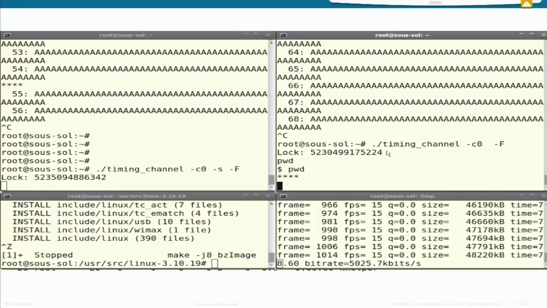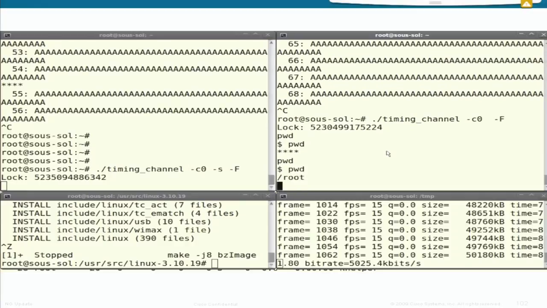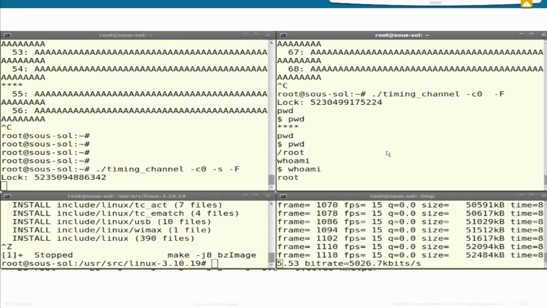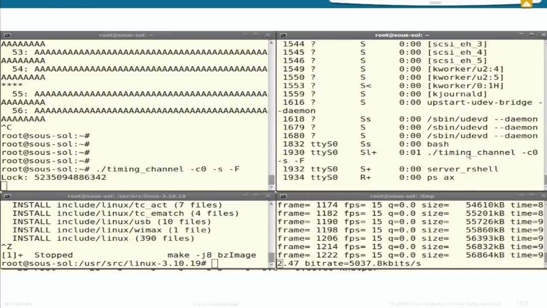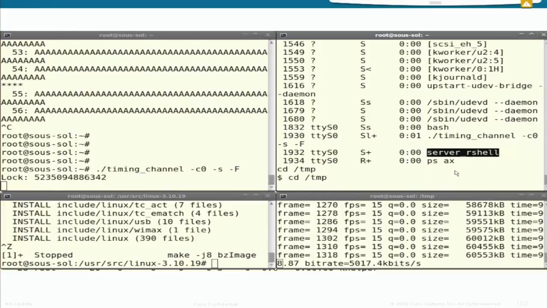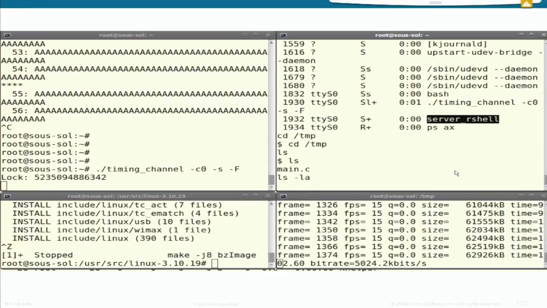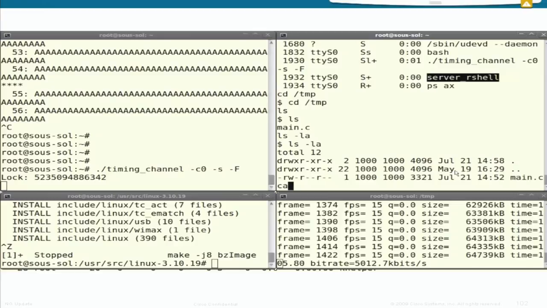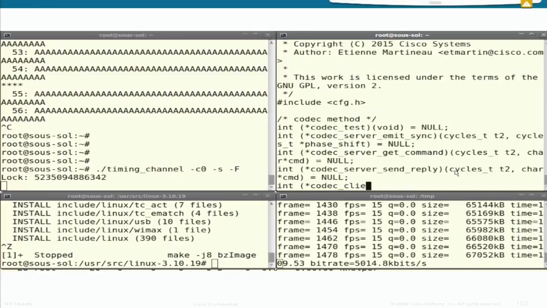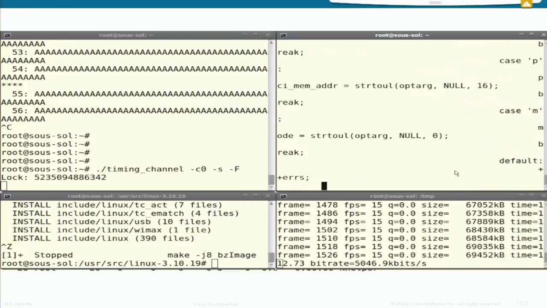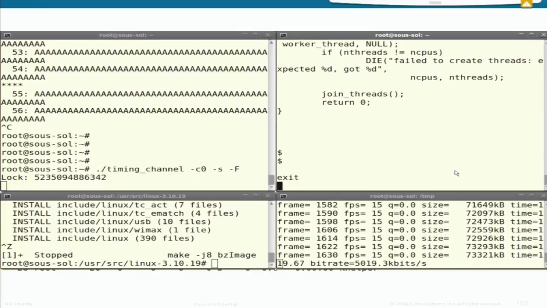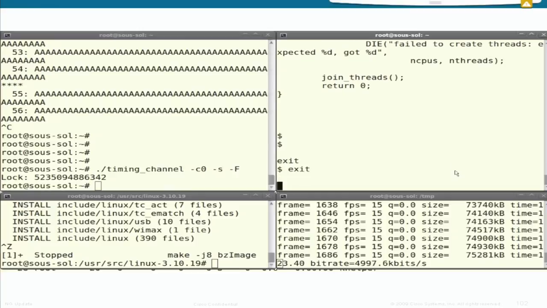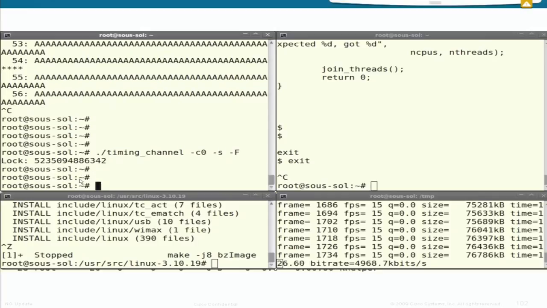So when this happens, the server does not burn CPU. I'm running commands on the right-hand side, and the reverse shell on the other side is responding to me. I'm looking at the processes that are running on the other VM right now. That's the timing channel that is running on the other VM. It's running the server shell. I'm going to dump a file right now. That's part of the source code for this timing channel, one of the files. So yeah, basically that's the reverse shell that is going on. I'm just doing exit. The exit is going to exit on the server side, obviously.